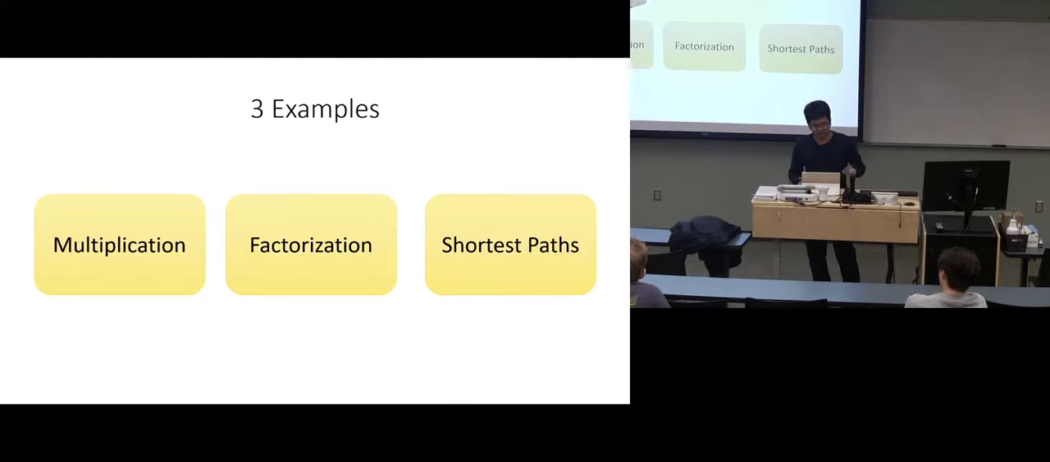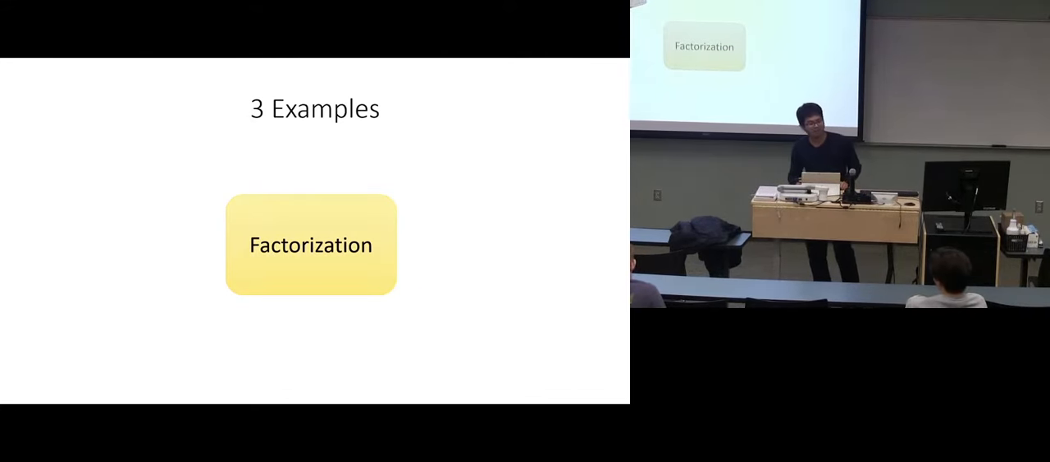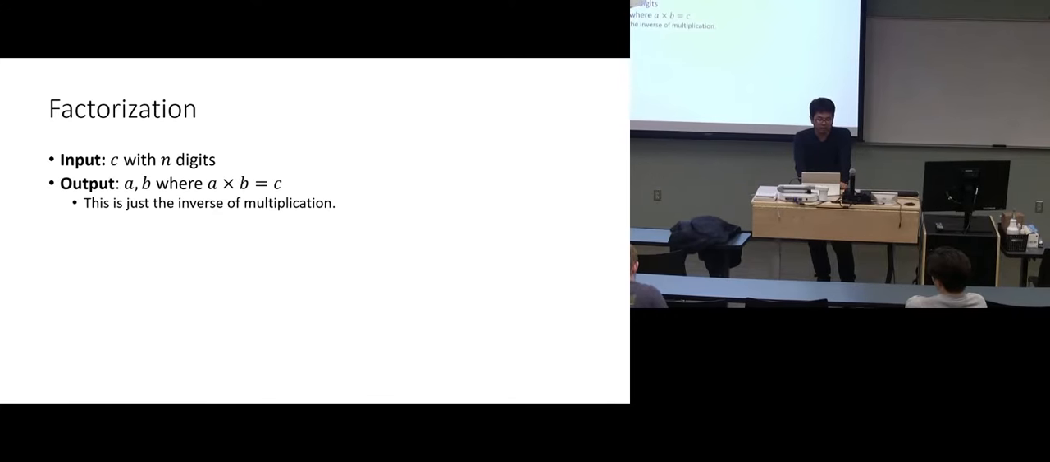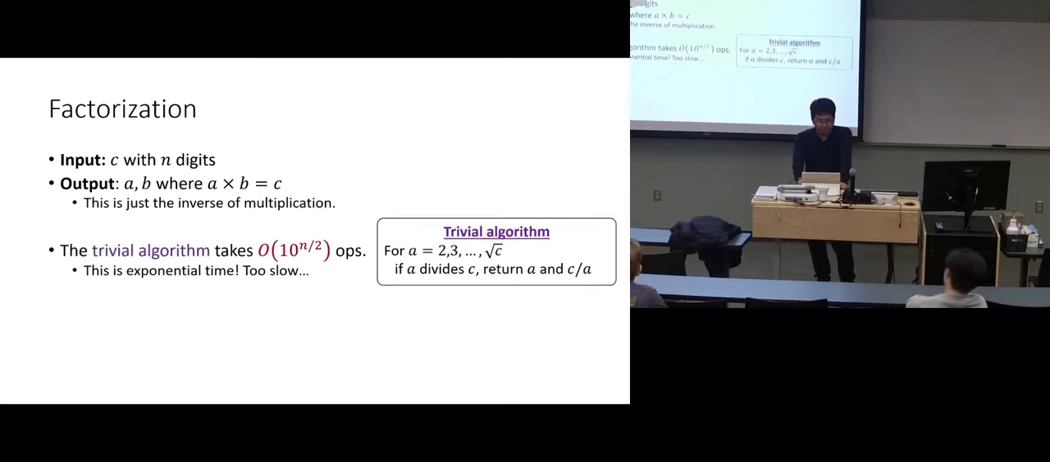Okay, that's the first thing. Next I want to talk about factorization. This problem is another basic problem. You have a number, let's say it's a number C with n digits, and you want to find two numbers A and B such that A times B is C. It's like an inverse problem of multiplication. So again, we have learned how to do this in school too.